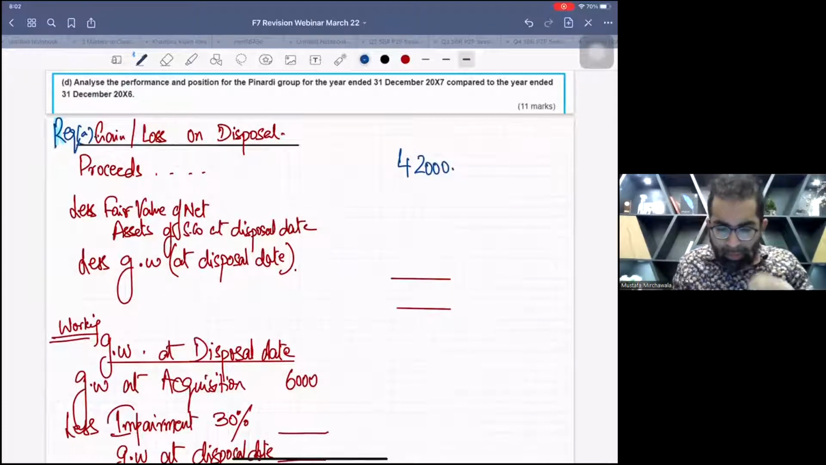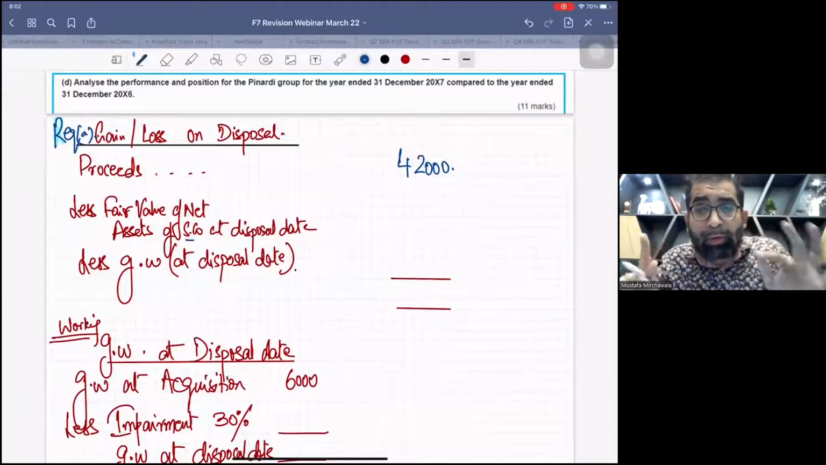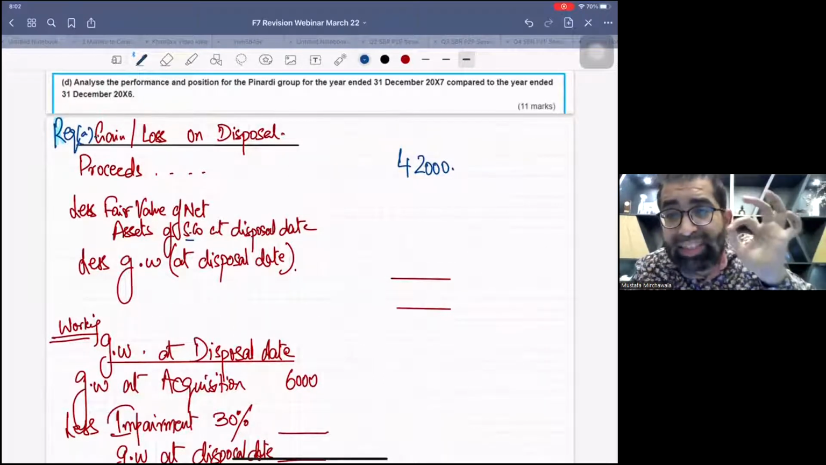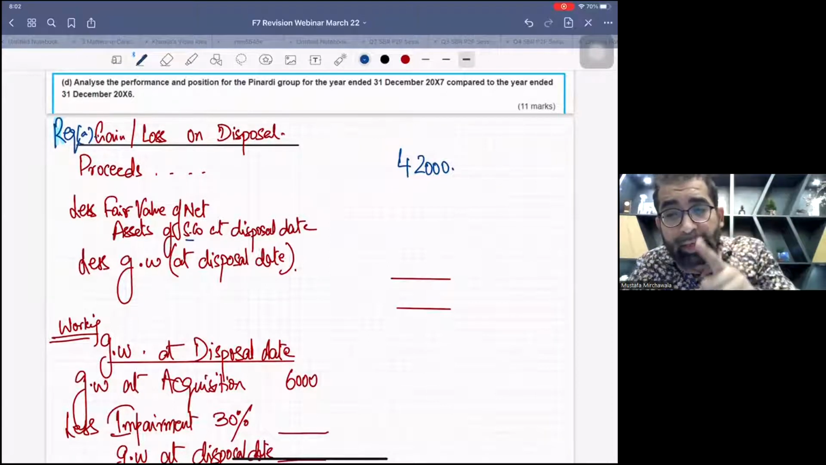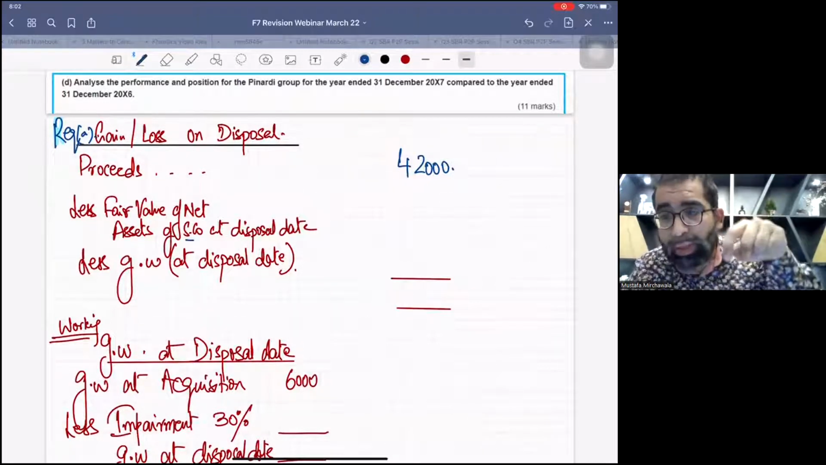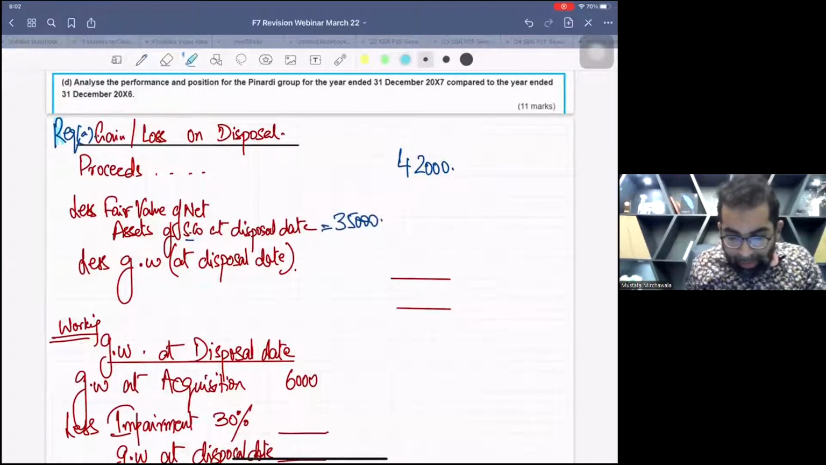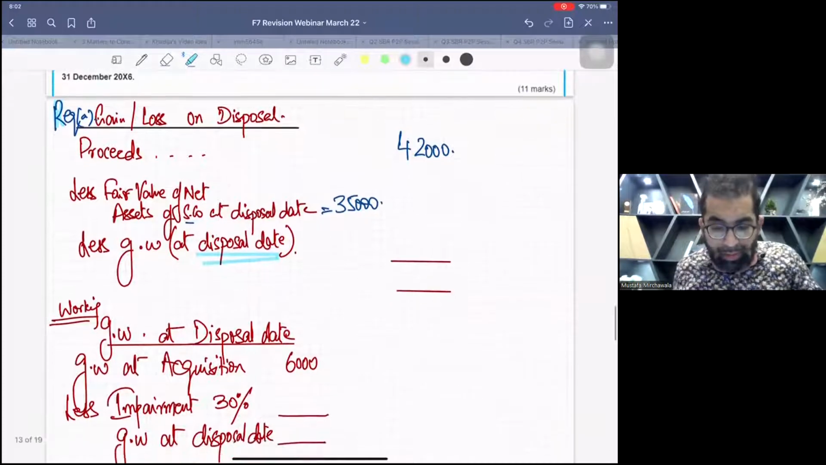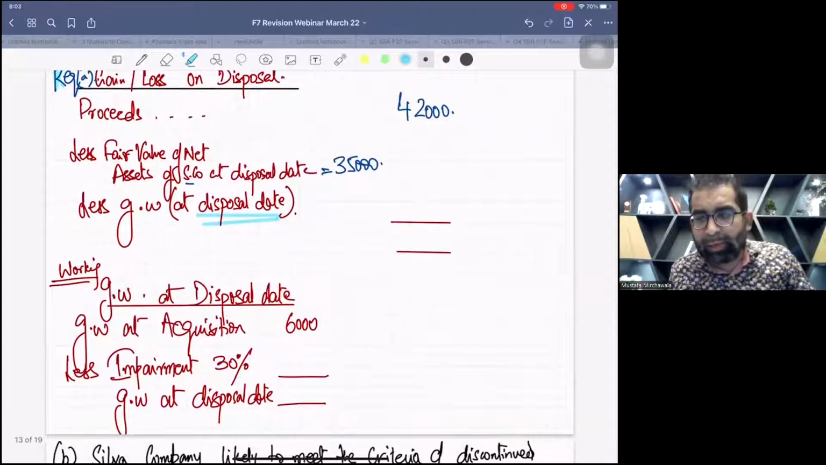Proceeds was 42,000. Now, fair value of net assets of S company at disposal date. Don't forget, you have to use the data at disposal date. These are the examiner comments. You guys don't use disposal date data, that's why you make mistakes. You are computing gain on disposal. So this was 35 million, that is 35,000. Now less goodwill at disposal date. First, you need to calculate goodwill at disposal date. What was the original goodwill? My dear respected students, the original goodwill was 6,000.